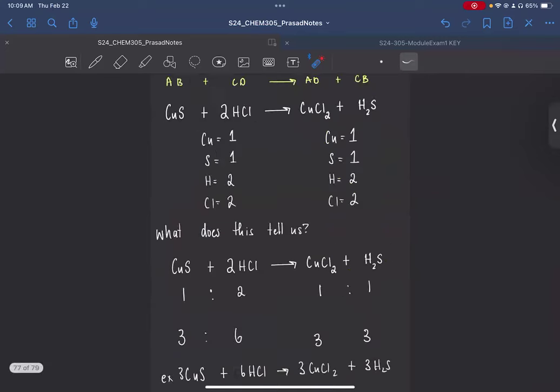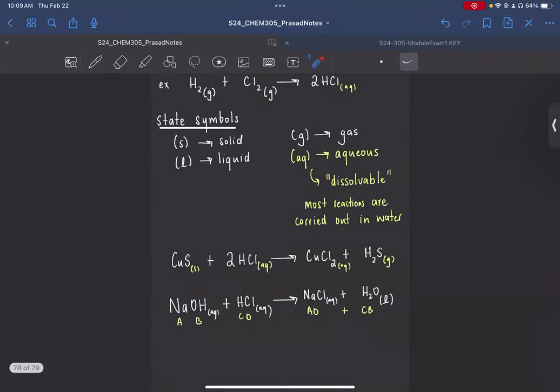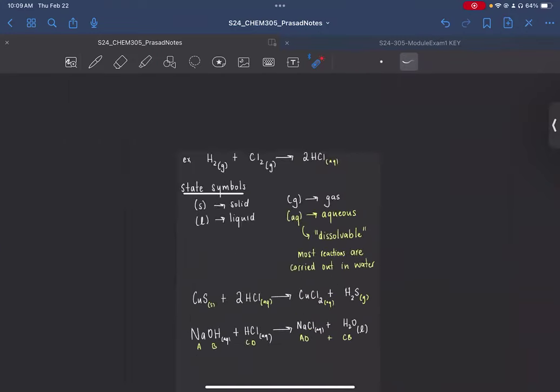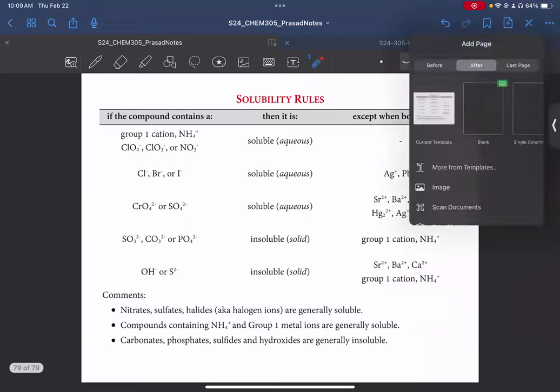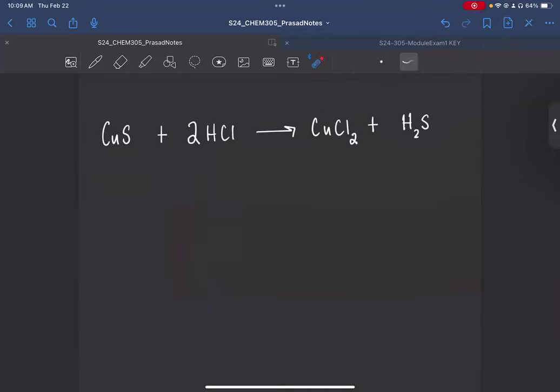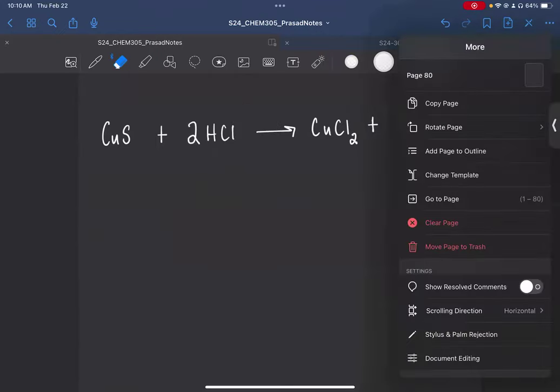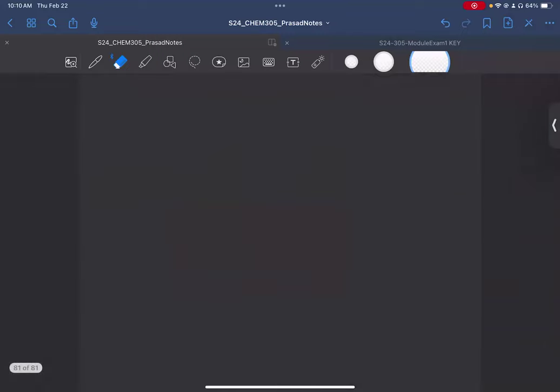Great. Now that we've covered a little bit more about how to represent reactions, the correct way to write them, that is with balancing and with state symbols, we can now start the next topic, types of reactions. I don't know what happened there. Okay, I'll delete that page later.